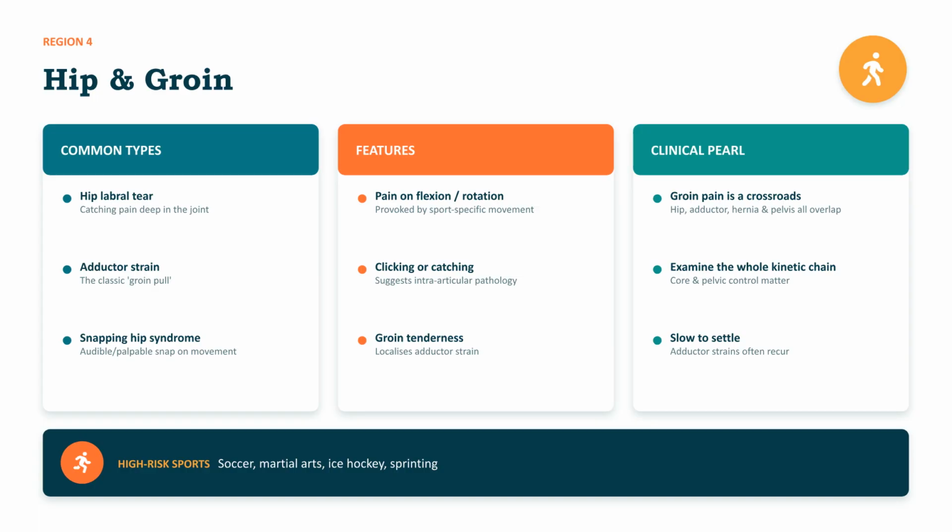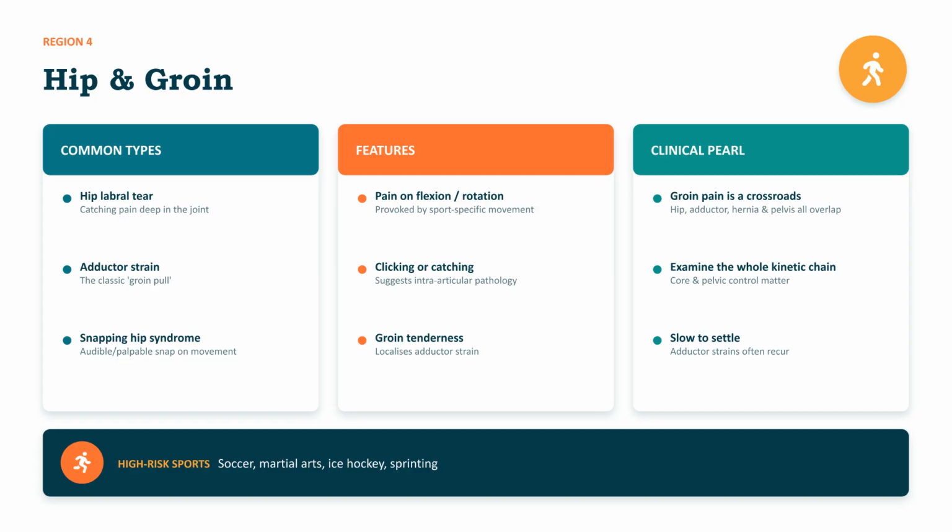Groin and hip pain can be tricky because so many structures overlap. Common injuries include hip labral tears, which cause a catching pain deep in the joint, adductor strain, which is the classic groin pull, and snapping hip syndrome, where the patient feels or hears a snap with movement. Clinical features include pain on flexion or rotation, clicking or catching, suggesting intra-articular pathology, and local tenderness over the adductors.